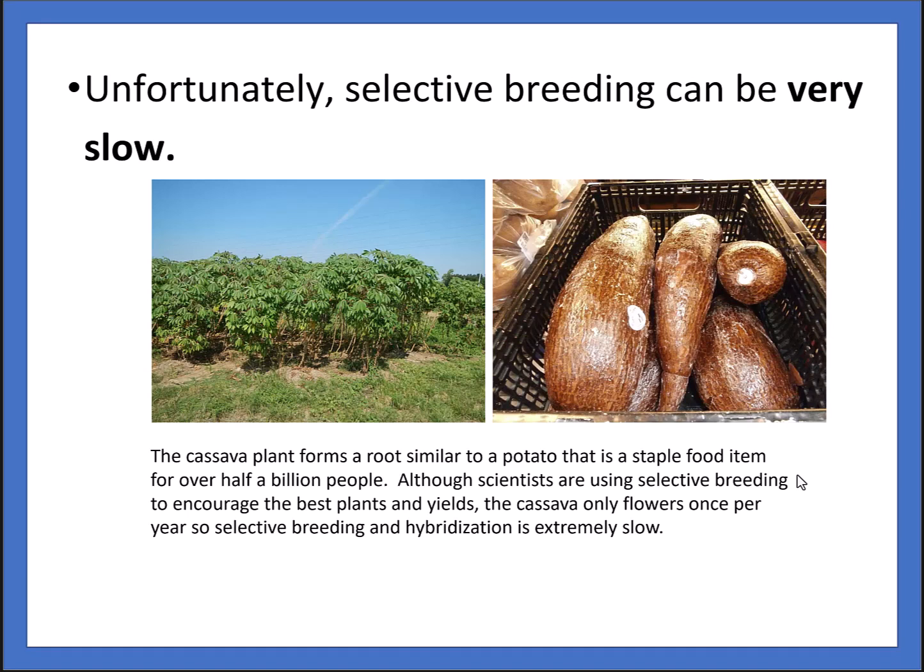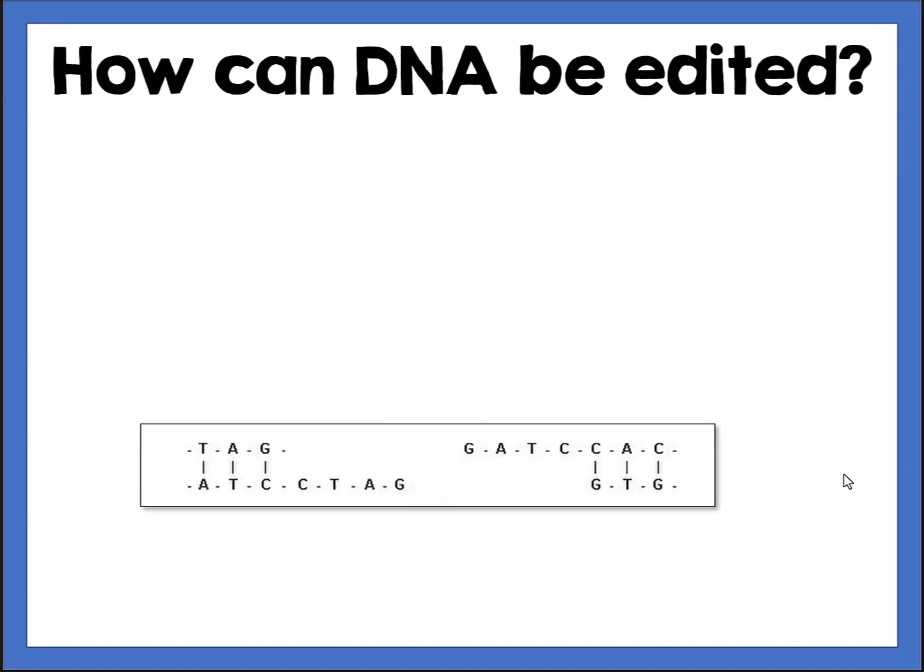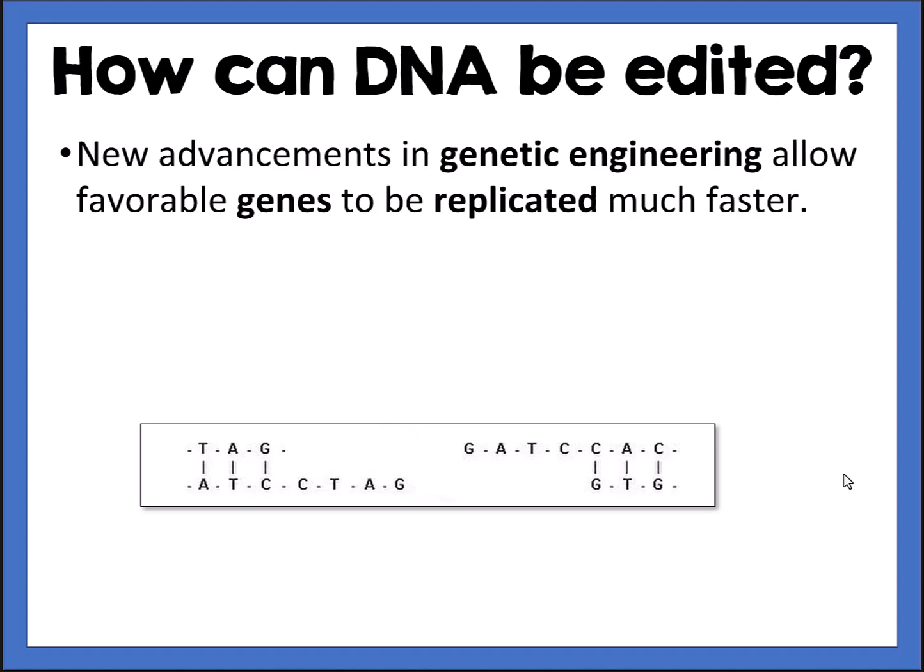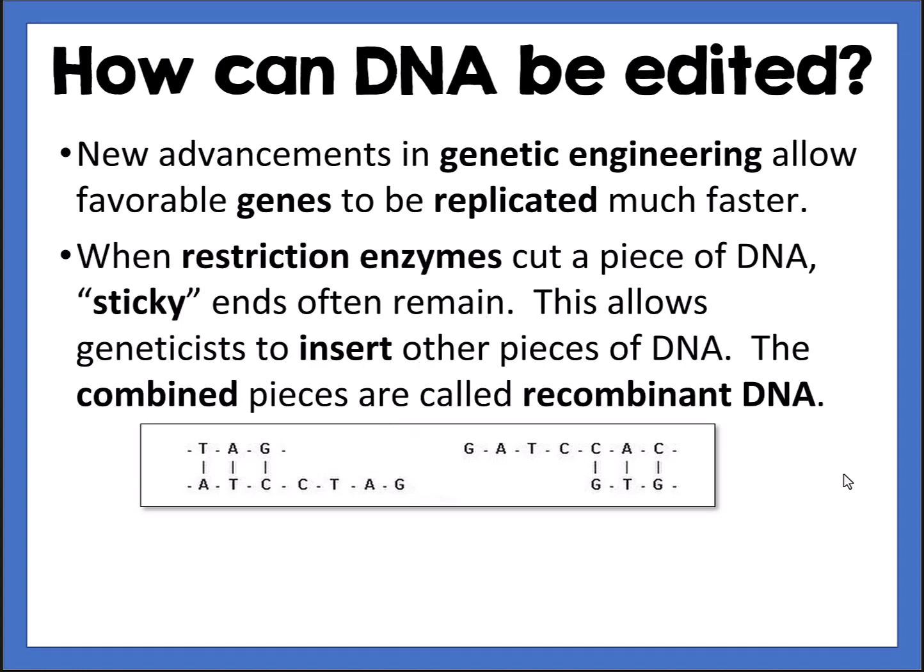So there are faster ways that scientists can change the genetics of a population, and that's through the editing of DNA. New advancements in genetic engineering allow favorable genes to be replicated much faster. So rather than using selective breeding and just pollinating plants with our favorite traits, we're actually changing the genes, which is a much quicker process.